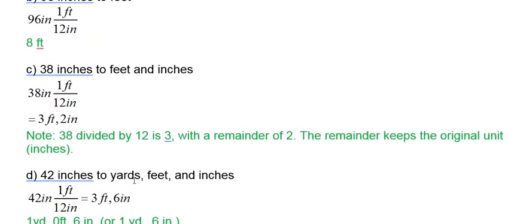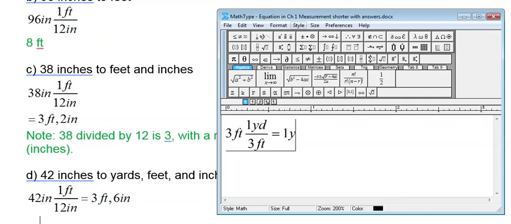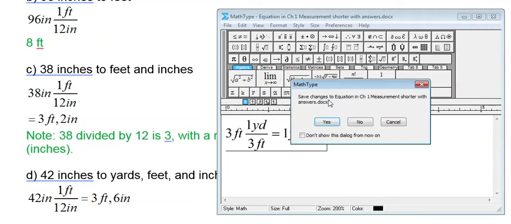But then we want to go to yards, feet, and inches. So we're going to go one more step here, and we're going to take those feet and convert them to yards. So we're going to ignore the inches for the moment. We're just going to take 3 feet, and we're going to say in 1 yard there are 3 feet. So this works out to exactly 1 when we do the division, and there's no remainder. So we could say 0 feet.